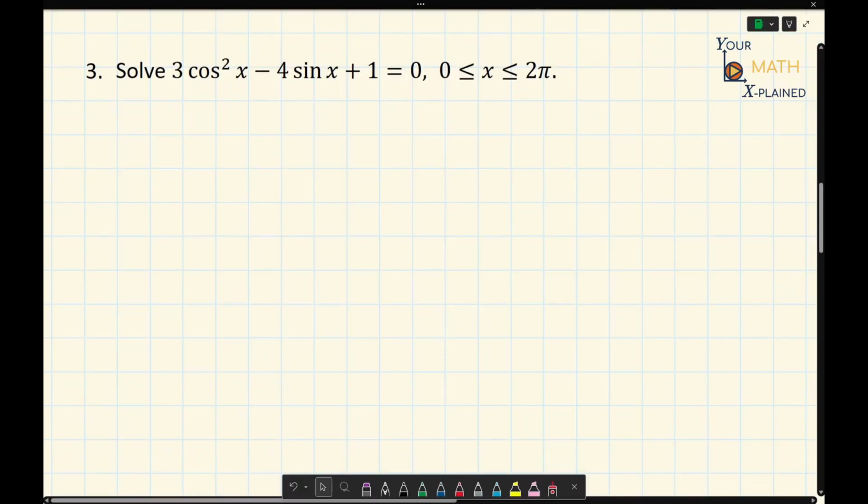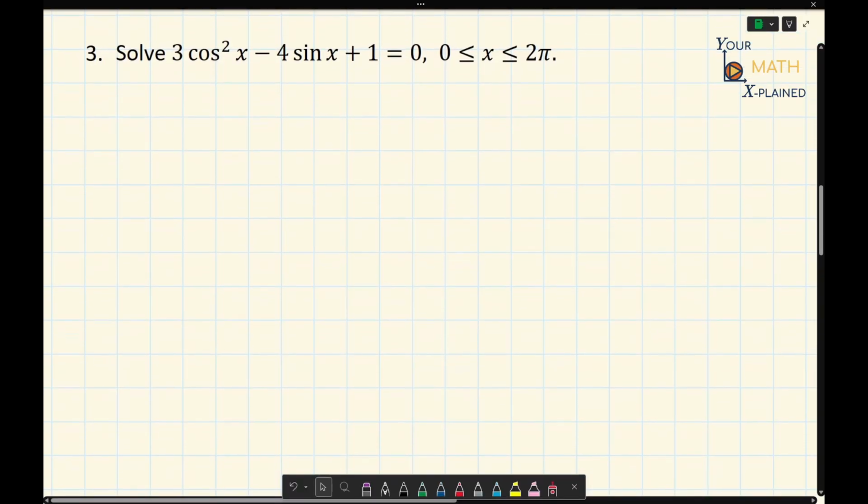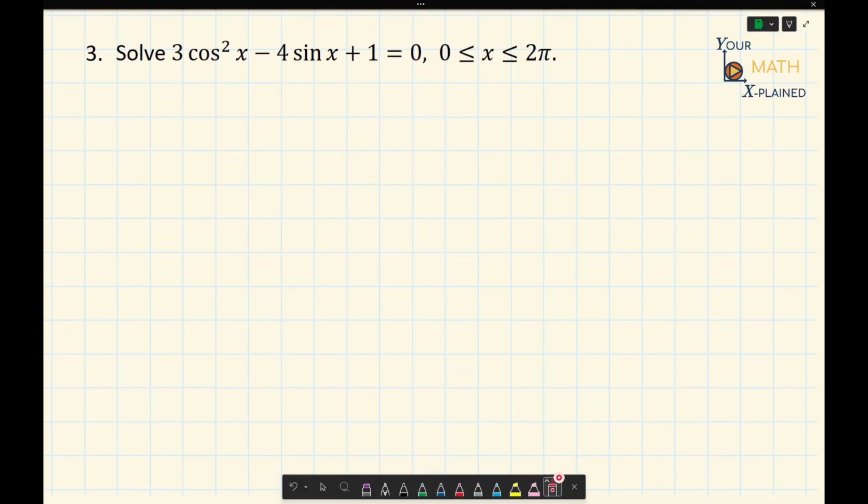Now our third equation looks a little bit more complicated. Notice how we have both sine x and cos x. Not only that, but our cosine x is squared. The fact that it's squared tells us that we're most likely dealing with a quadratic structure. However, we can't do anything right now because this one is cosine x and this one is sine x. So that means we want to change our cos squared x to sine squared x.